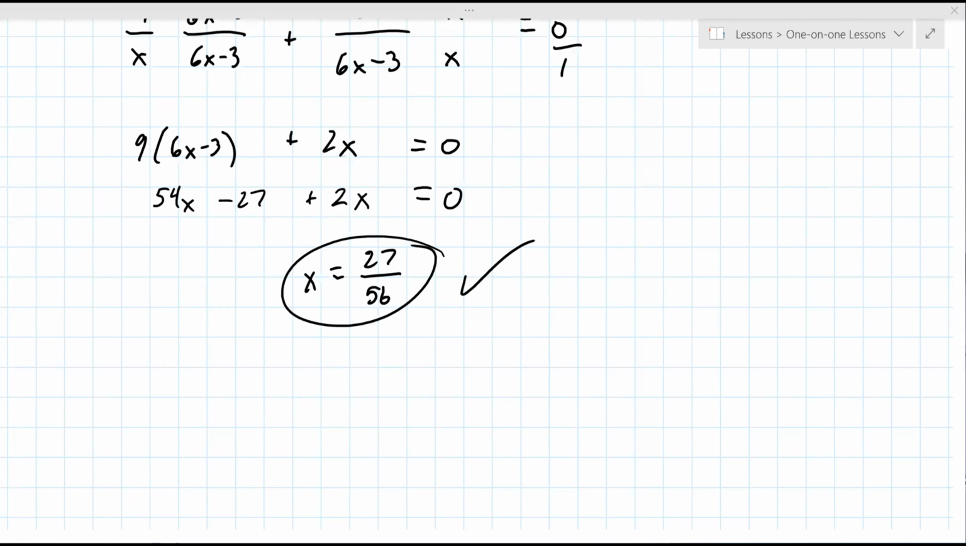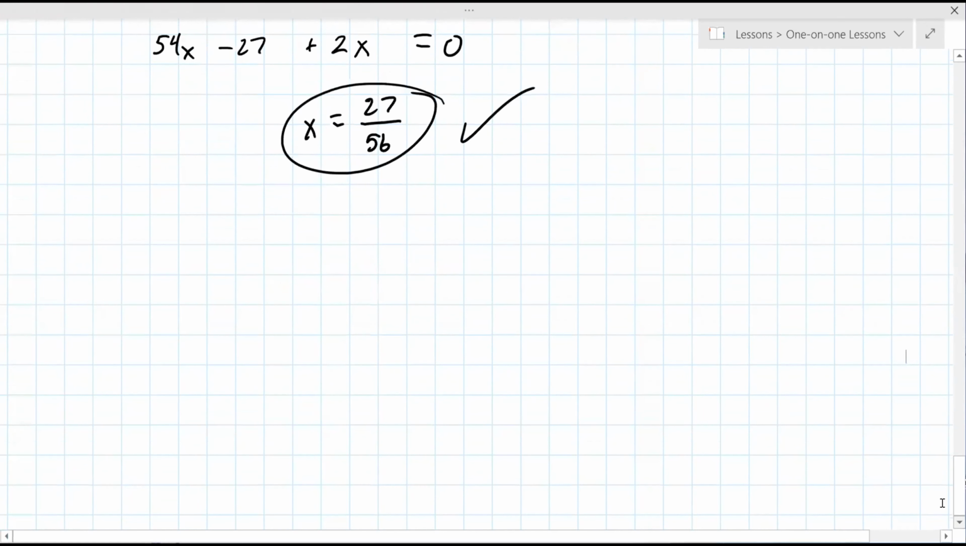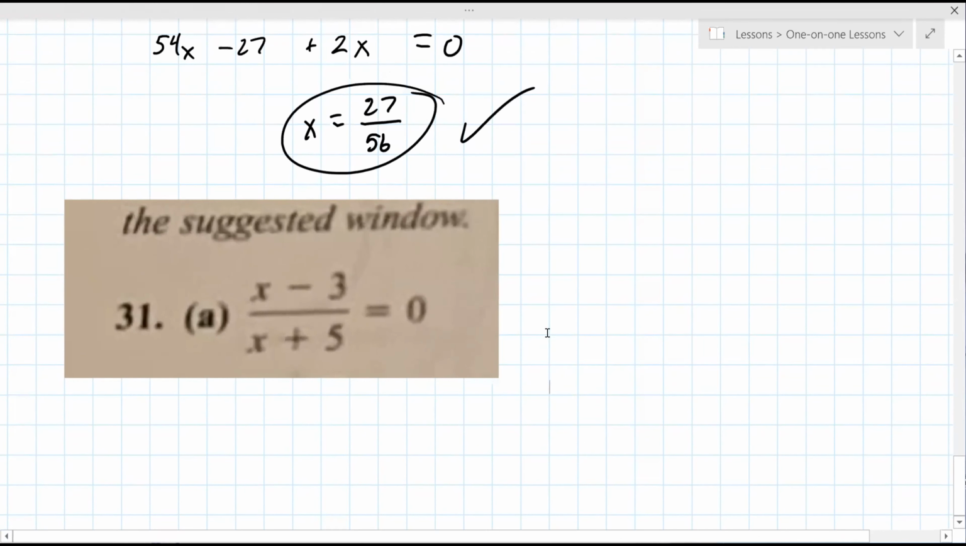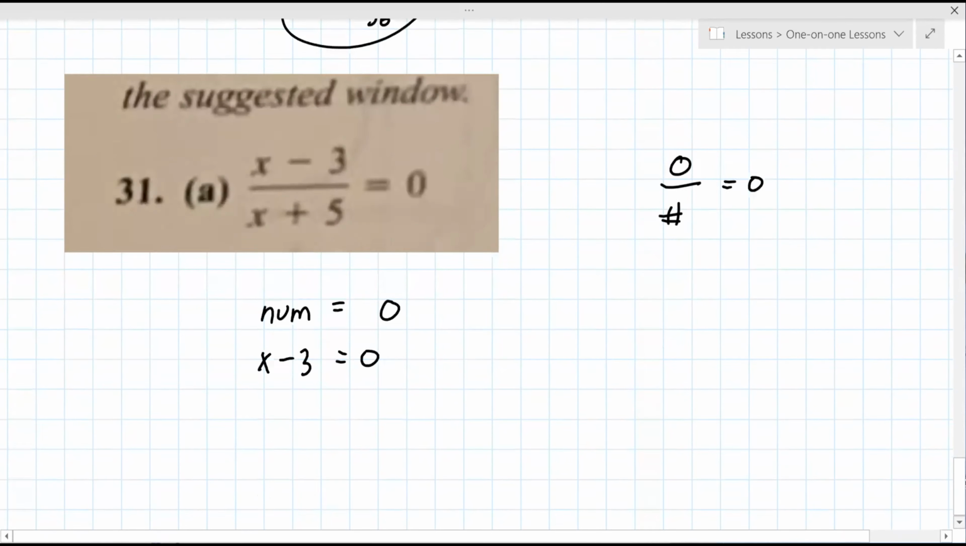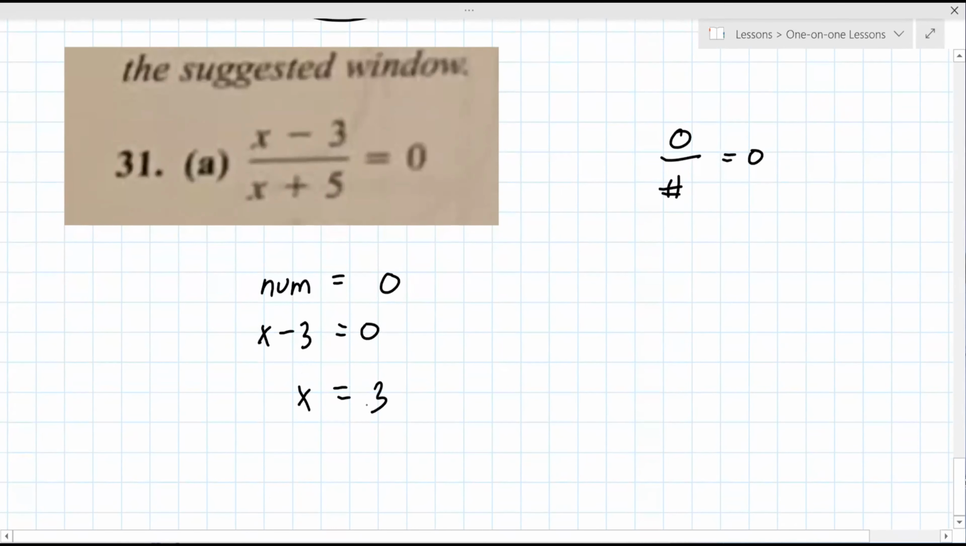Knowing what the graph of this looks like is somewhat helpful. But if you only care about where something equals 0, 0 divided by a number that's not 0 equals 0. So this fact allows us to realize that all you have to do is set the numerator equal to 0. All right. Set x minus 3 equal to 0. That means that at x equals 3, this whole thing equals 0.